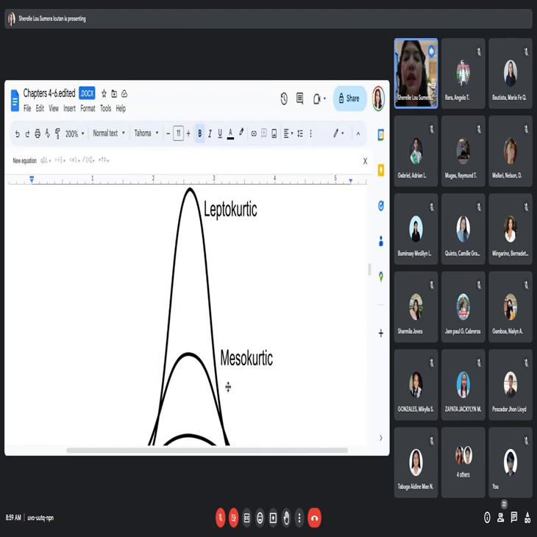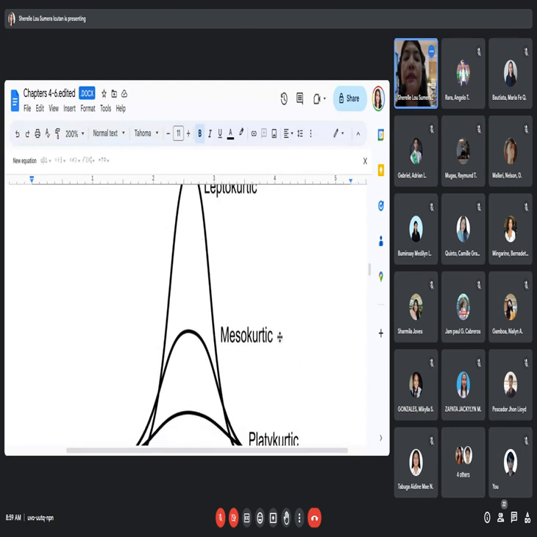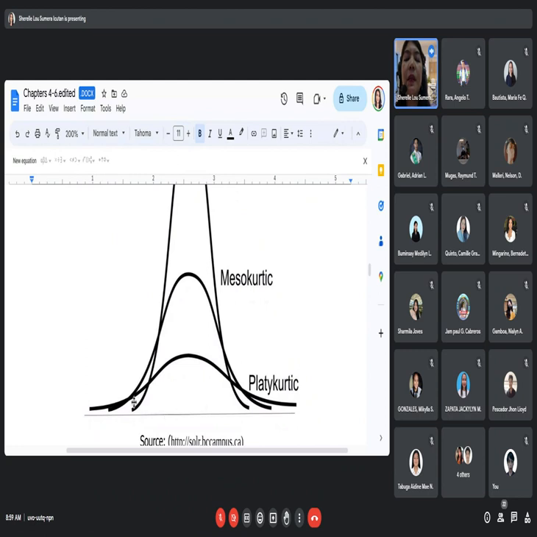Pero pag nasa UK ka, if you are in England, halos lahat ng ilong nila nandito sa leptocardic. Okay, so anong ibig sabihin pag platycardic? We have to understand the graph. So if you have a platycardic, this is more dispersed or more heterogeneous.